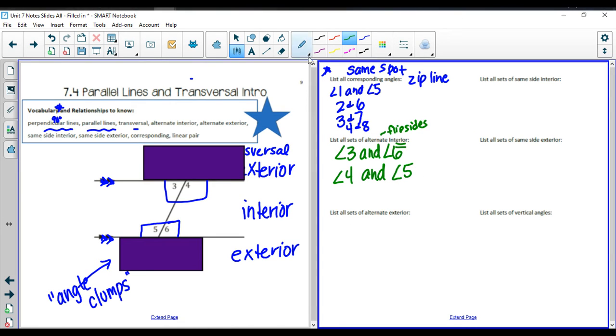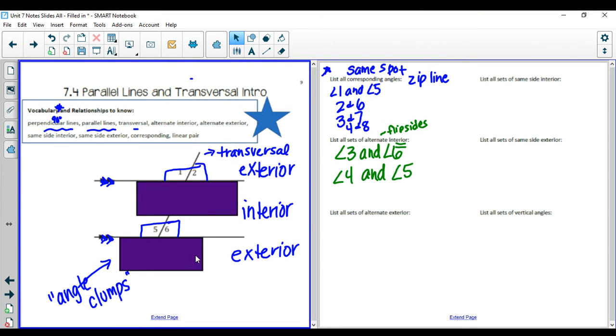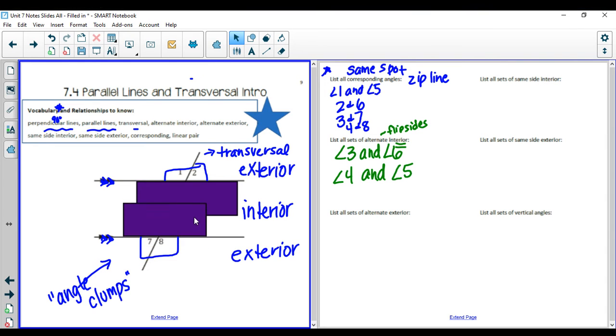The next one that we see is alternate exteriors. What I'm going to do here is quickly move these so that these boxes cover up my interior part, because I don't need to focus on that anymore. I just need to focus on exteriors.